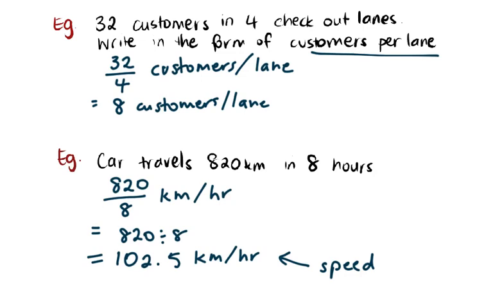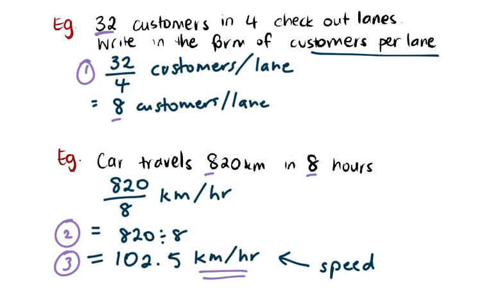So with rates, the first step is to write it as a fraction. The second step is to divide it. And then the third step is to make sure you've got your units and check that it is realistic. So 102 kilometres per hour, you can kind of see it as 80 and 80. Yep, that sounds about right. And here, 8 customers per lane, that sounds right. Because as you can see, it's not more than the original 32 customers.